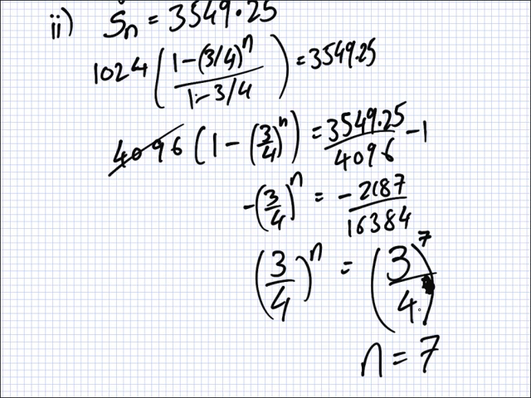You all know your powers of 3, right? 3 to the 1 is 3, 3 squared is 9, and then all the way up to 3 to the 7 is 2187. You learned this in elementary school, don't you?